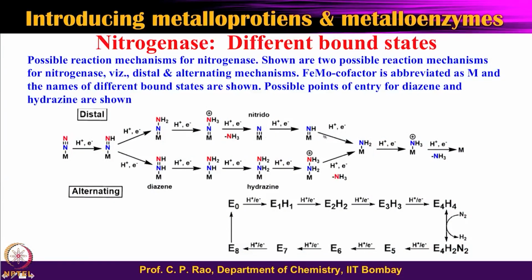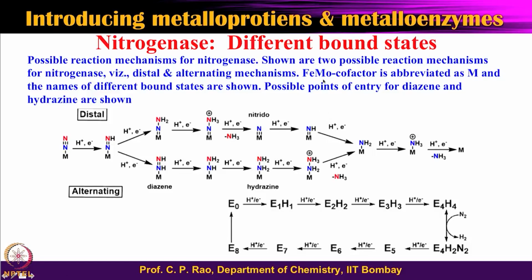One is going through the upper part, and the other is going through the lower part. Up to here is common. The lower part is called the alternating path and the upper part is called the distal path. When it goes through this cycle, everything is the same. Only in this region are two paths proposed: one is called the distal path, the other is called the alternating path.